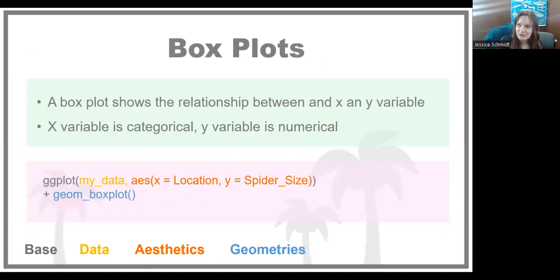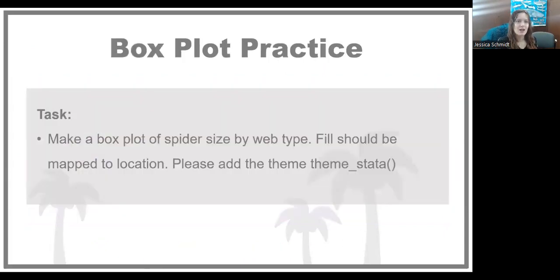So using this new information, of course, you know I'm headed right into a task. Please make a box plot of spider size by web type. Okay, and either can be on the X or Y, it doesn't matter to me. R will be able to calculate either. And the fill should be mapped to location this time. Please add the theme_stata.